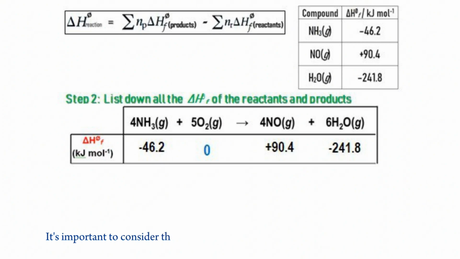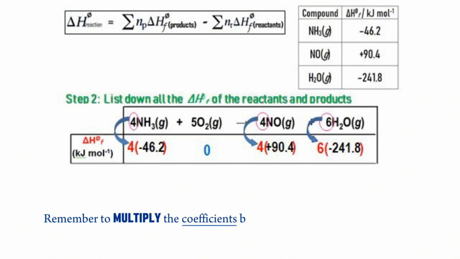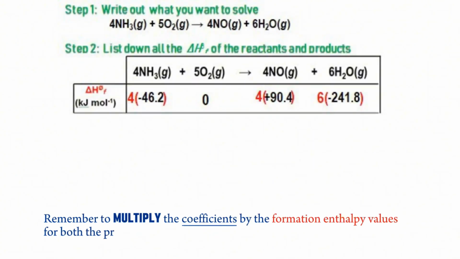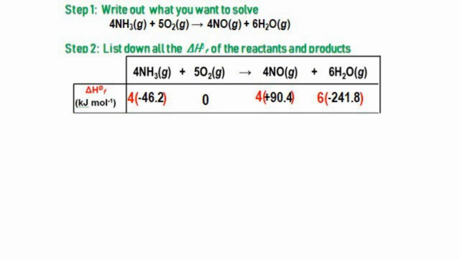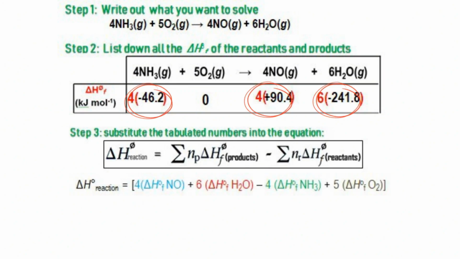It's important to consider the coefficients of the products and reactants. Remember to multiply the coefficients by the formation enthalpy value for both the products and reactants. Lastly, we calculate the standard enthalpy change of reaction using the values we obtained and substitute the values into this formula.